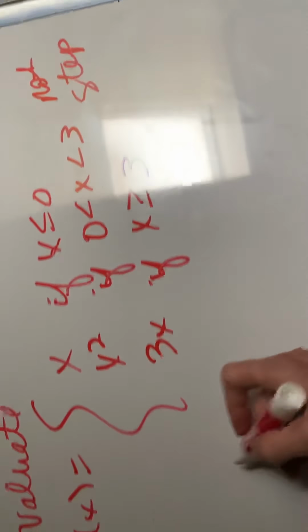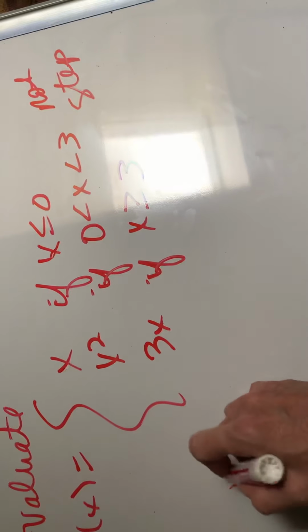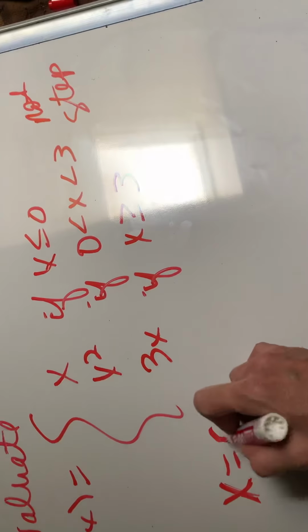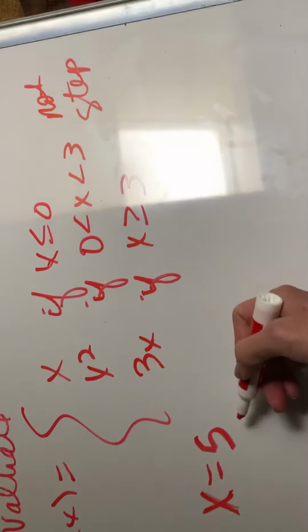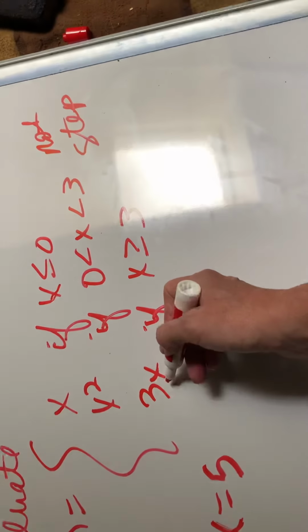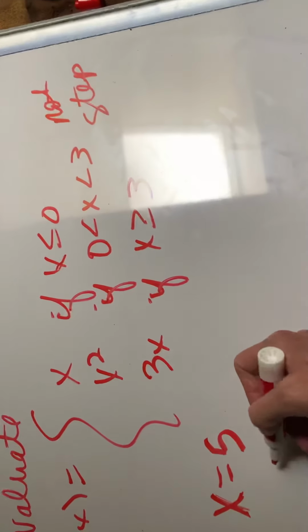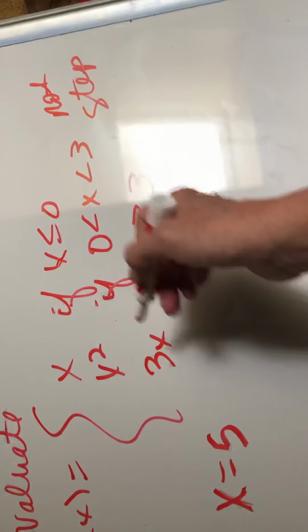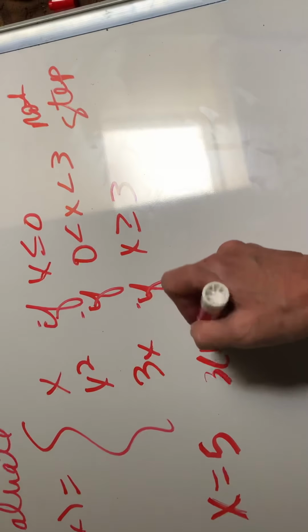Now we want to evaluate. So first evaluation, let's do x equals 5. So if x equals 5, 5 is greater than or equal to 3, so we do 3 times x. Those are our instructions. X equals 5. 5 is greater than or equal to 3, and so we do 3 times 5.